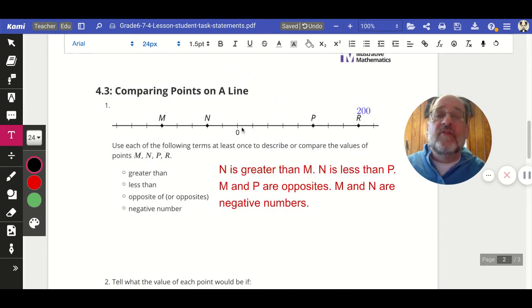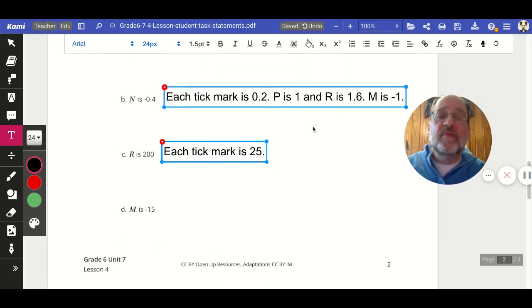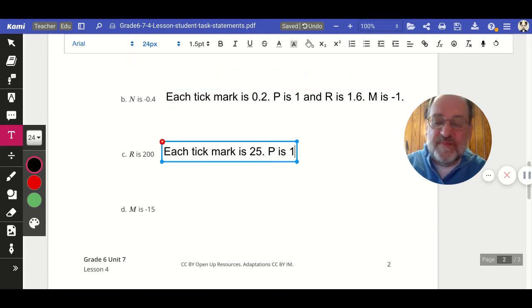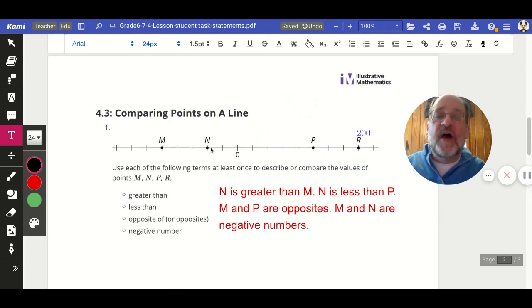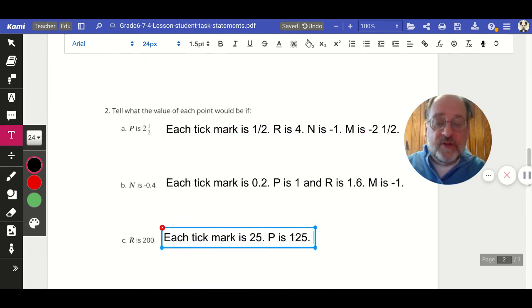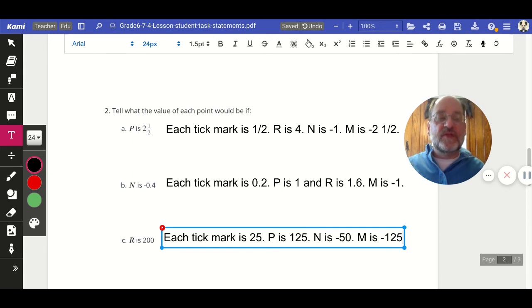All right, so 25, 50, 75, 100. P is 125. If we go in the negative direction, negative 25, negative 50, M is negative 50. And again, we better know what M is because it's the opposite of P, but we'll count off. Negative 75, negative 100, negative 125. So N is negative 50. M is negative 125. Yay, okay.